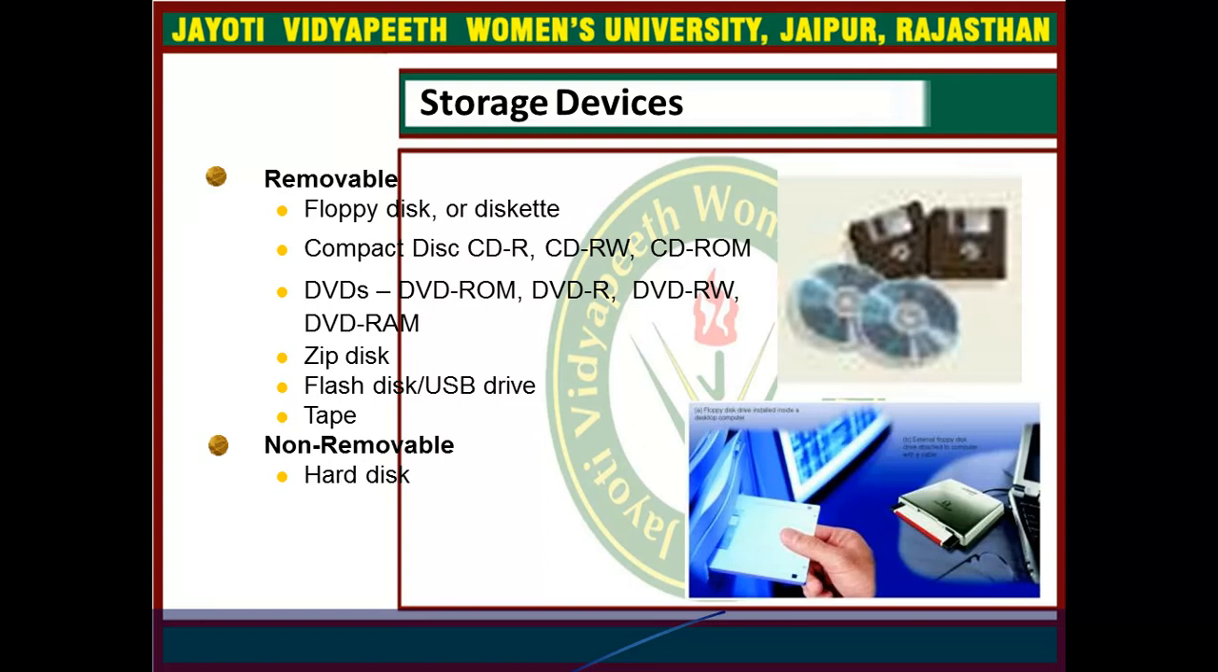Removable storage includes floppy disk, diskette, compact disks like CD-R, CDs, CD read-write and read-only, and the CD-ROM. DVDs come in the form of ROM, read, read-write and RAM, and there are also zip disk, flash disk, USB drive and tapes. Non-removable means hard disk, so that is attached to your system.